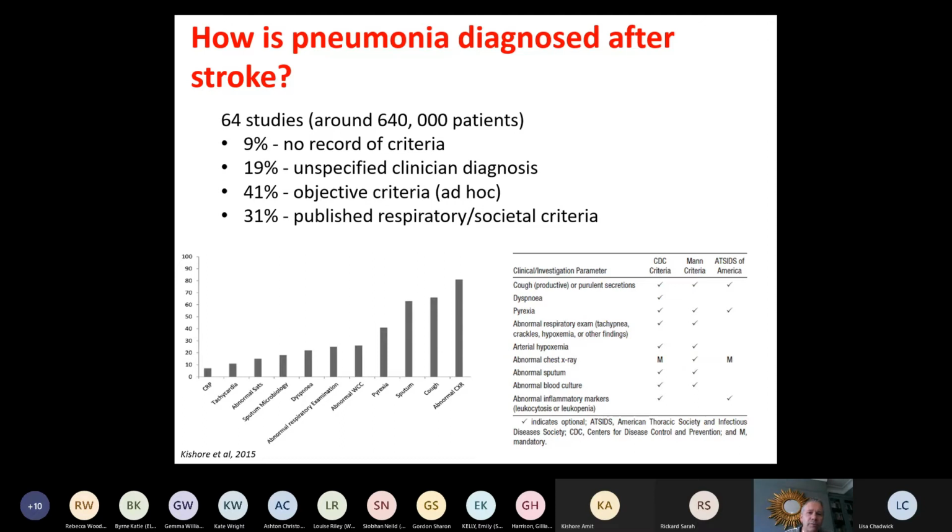But when we looked at the published respiratory or societal criteria, you can see that for 3 that are listed there as an example, the AT-SIDS, the MAN criteria and the CDC criteria, for a whole list of different parameters or variables to diagnose pneumonia, there's only 2 that were required for all 3, and that's cough or purulent secretions and also pyrexia. And chest x-ray was only mandatory in 2 of those societal criteria. So what this study really concluded was that there was huge variation in the way that people were diagnosing pneumonia. Next slide, please.